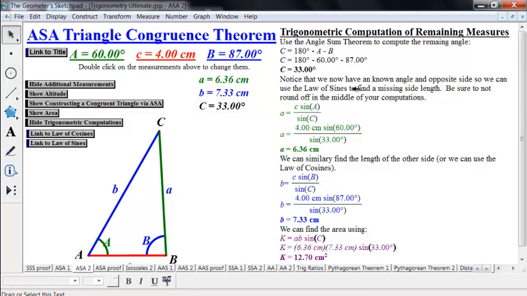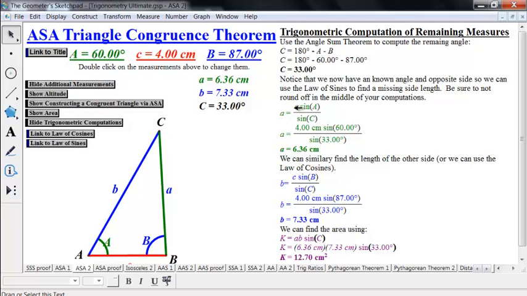So notice that now that we have all the angles, we're going to have an angle and a side opposite. This one originally didn't have an angle and a side opposite, so we have to compute C first. But once we do that, we've got an angle and a side opposite. That's exactly the situation that we can use law of sines to solve. So we know a over sine of A is c over sine of C.